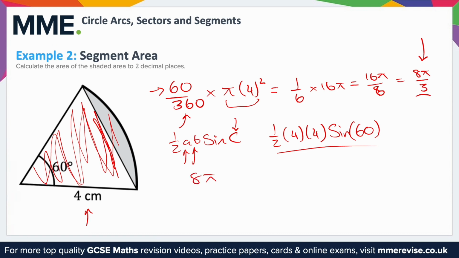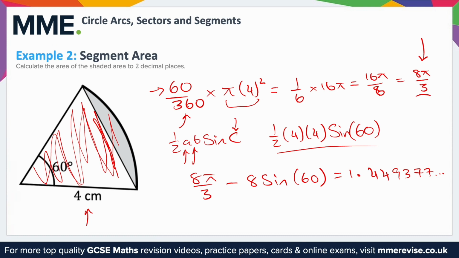So we're doing 8 pi over 3, take away. Let's simplify this slightly. Half times 4 is 2. Times 4 is 8. Times 8 sine 60. Putting this into your calculator, you will get 1.44937, and it carries on, but we'll leave it as that for now.